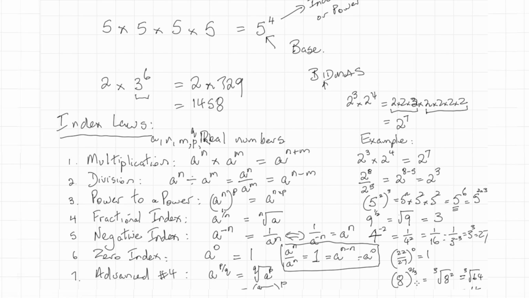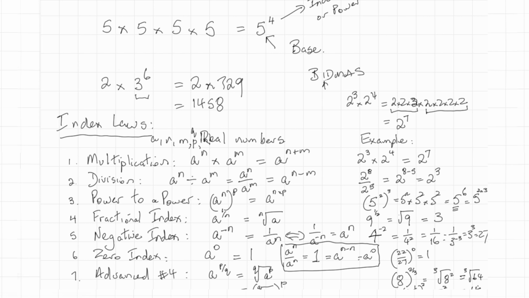Using this one down here, it's also equal to 8 to the 1/3 all squared. Now 8 to the 1/3 is the cube root of 8. What is the cube root of 8? The cube root of 8 is 2, all raised to the power of 2, and that is also equal to 4.